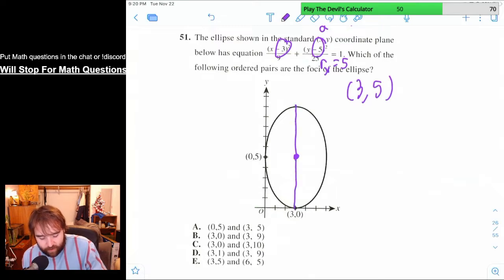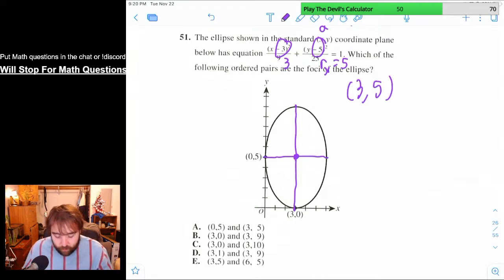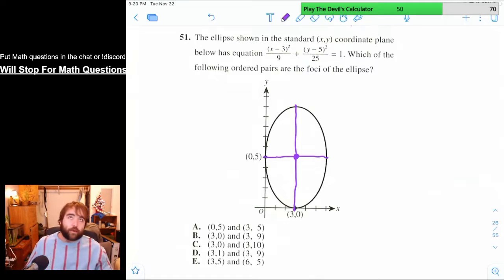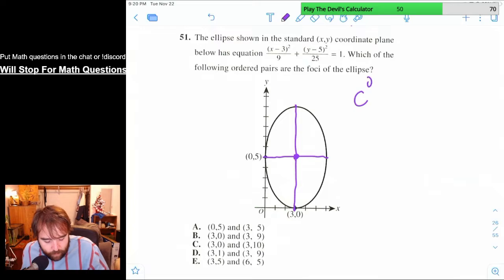That's why it's going up 5 and down 5. The x radius is 3. That's why it's going left 3 and right 3. But they're talking about the foci. So we got to think back, way back to conic sections. So how do you find the foci of an ellipse? Well, you got to find the c value. And what is the c value? I just always remember that as you got ellipses and you got parabolas, or you got ellipses and you got hyperbolas.